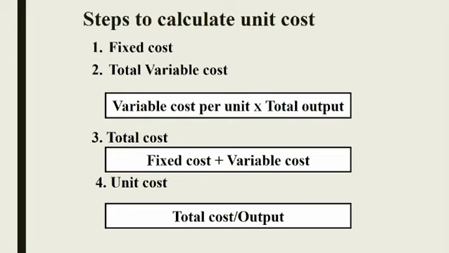Steps to calculate unit cost. First of all, we have to look for the fixed cost. Then, we have to calculate total variable cost, which is variable cost per unit multiplied by total output. Then, we have to calculate total cost, which is fixed cost plus variable cost. And lastly, we will have the unit cost when we divide total cost by output.